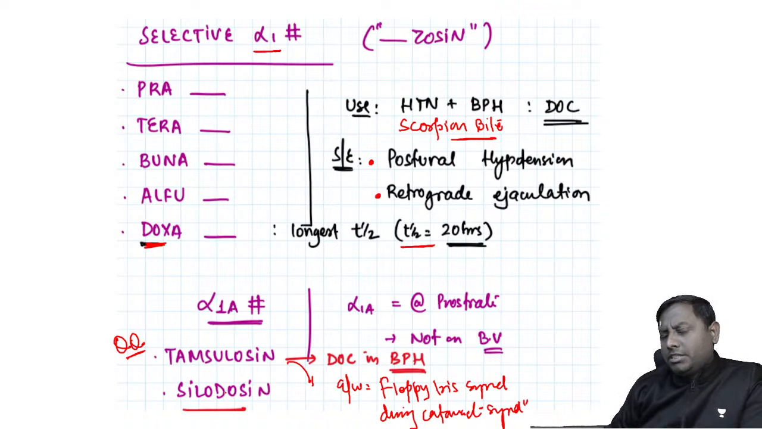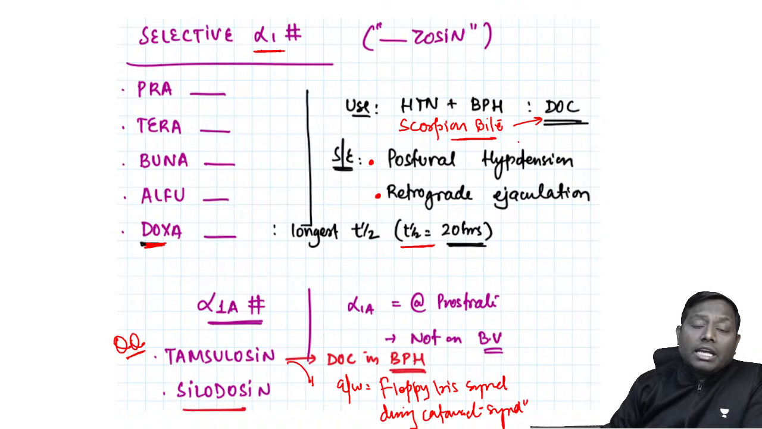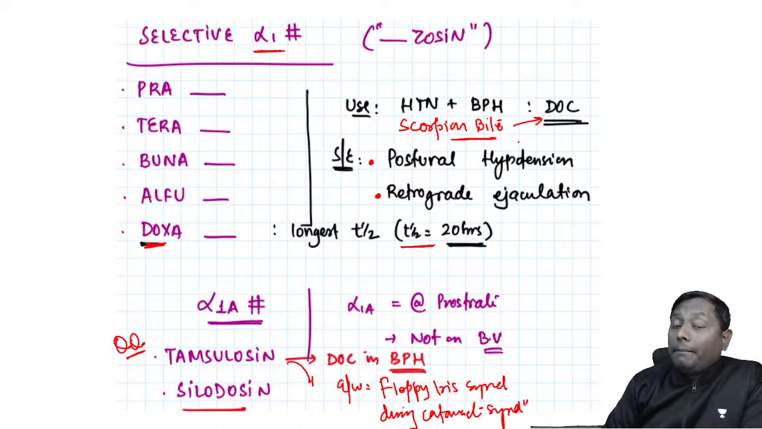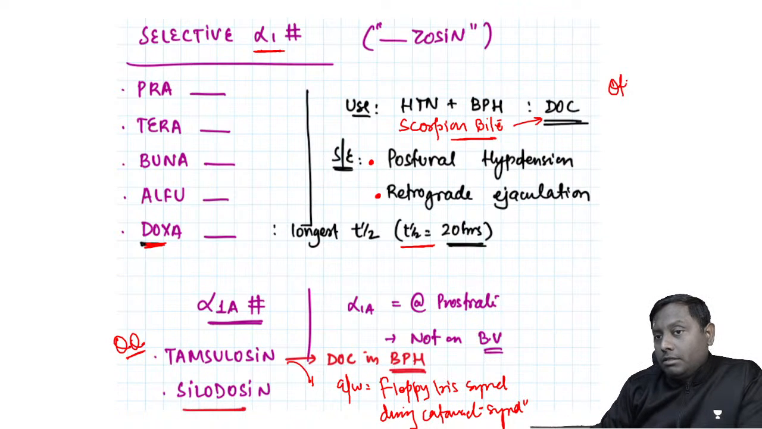Silodosin can also be used, but it is weaker compared to Tamsulosin. Prazosin, terazosin, they are the selective alpha 1 blockers. They can be used in hypertension plus BPH. Scorpion bite may also be a drug of choice. Plus they can also be used in other conditions like peripheral vascular disease, like Raynaud's, but not very effective.